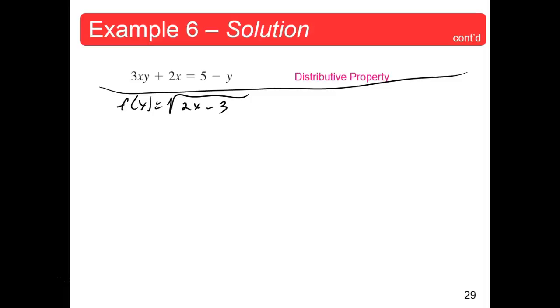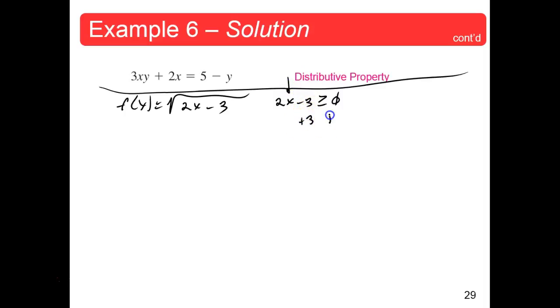So let's write algebraically what you just said. What's inside the square root? 2x minus 3. How can we write algebraically cannot be negative? Is greater than or equal to 0. You got it. And now what? Solve for x.